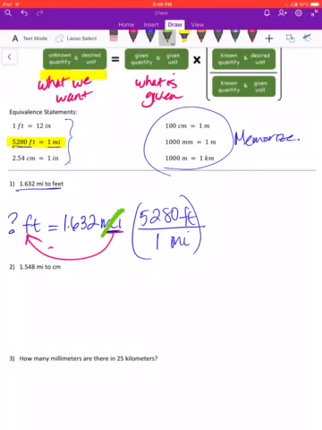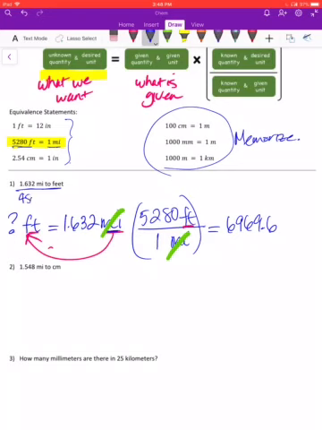I can cancel those miles because I have them on top and bottom. I'm left with feet. This was the thing we were looking for, so we're good to go. Set that equal to whatever we end up with when we multiply it. So I'm going to take 1.632 times my 5280. When I plug that into the calculator, we're going to get 6969.6. We need to check significant figures.